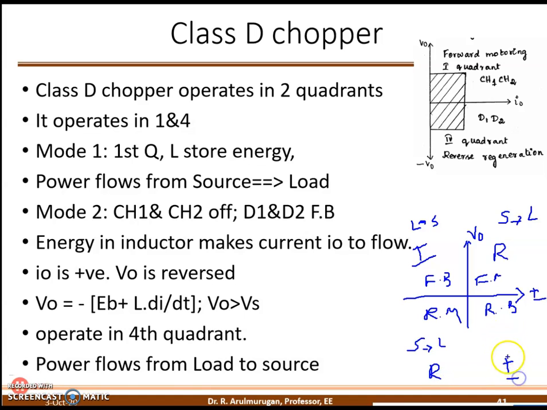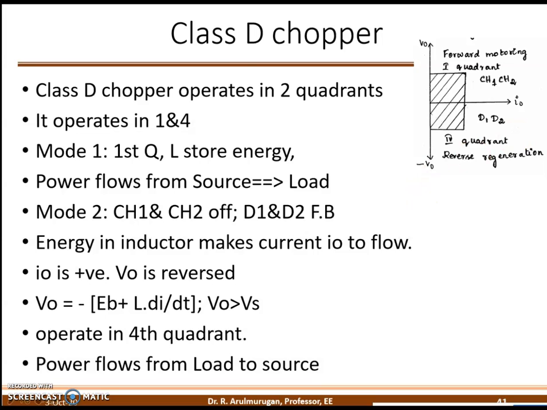Inversion means what? Load to the source. So that's why regeneration is applicable for the second quadrant as well as the fourth quadrant. Okay, coming to here, class D means two quadrant.